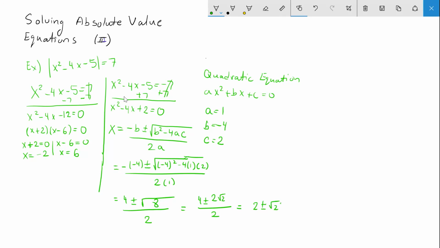So what does this mean? It means that we have two solutions, one 2 plus radical 2, and the other one is 2 minus radical 2. And unlike before, there are no x variables on the outside of the absolute value bars, therefore you don't have to check your answers. So your solutions are simply negative 2, 6, 2 plus radical 2, and 2 minus radical 2.